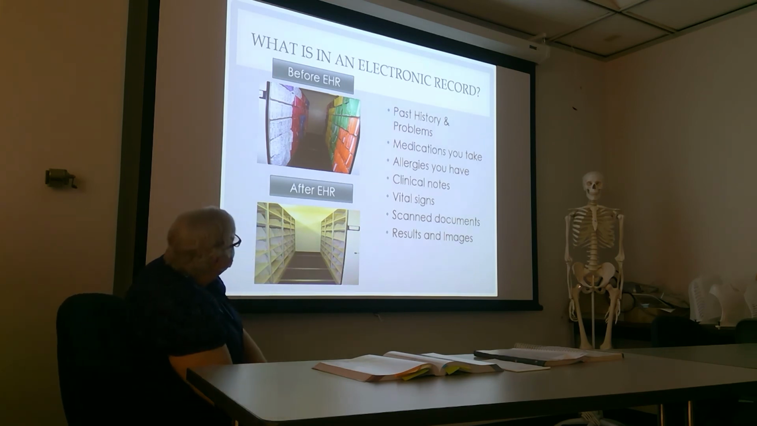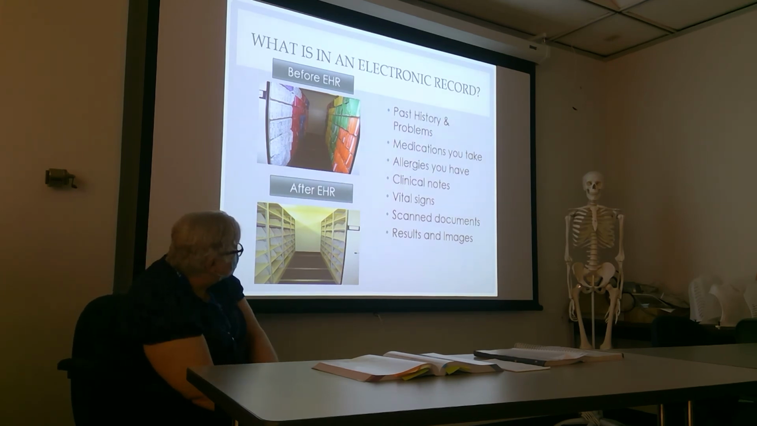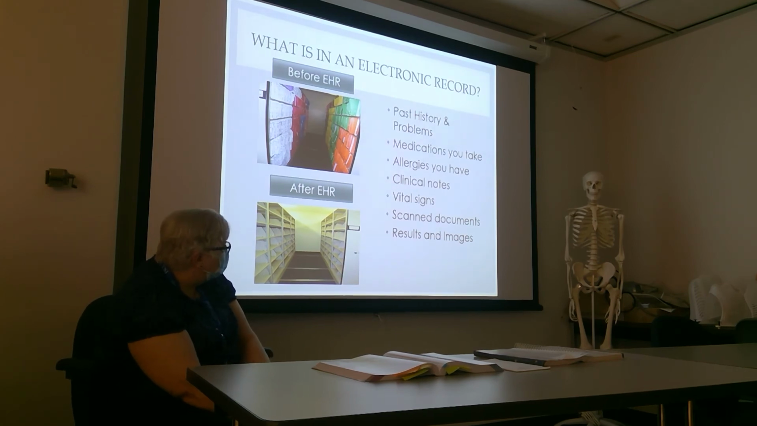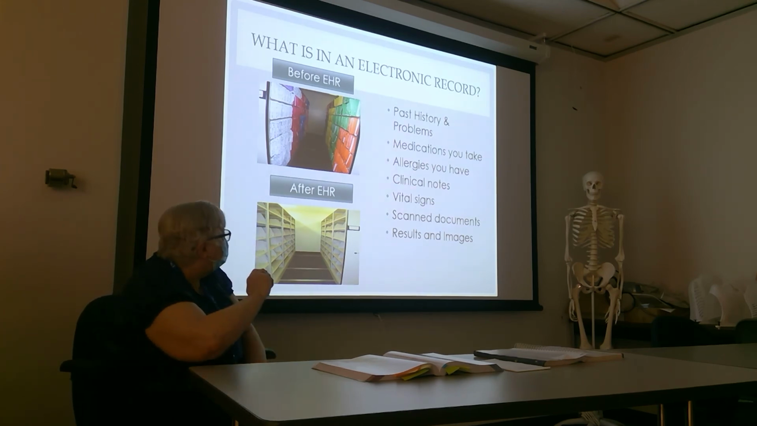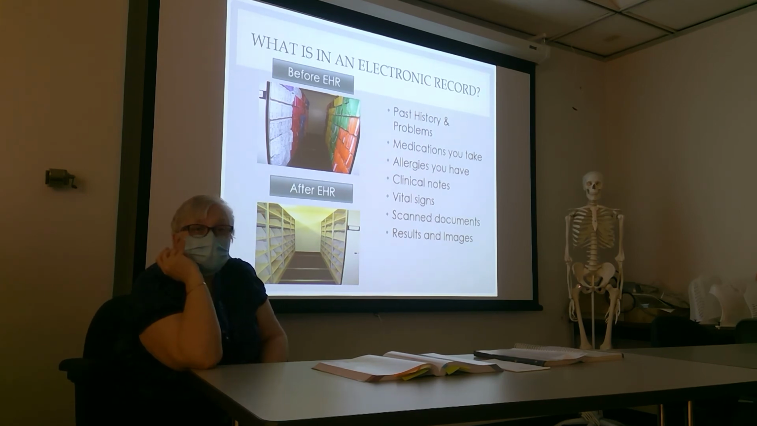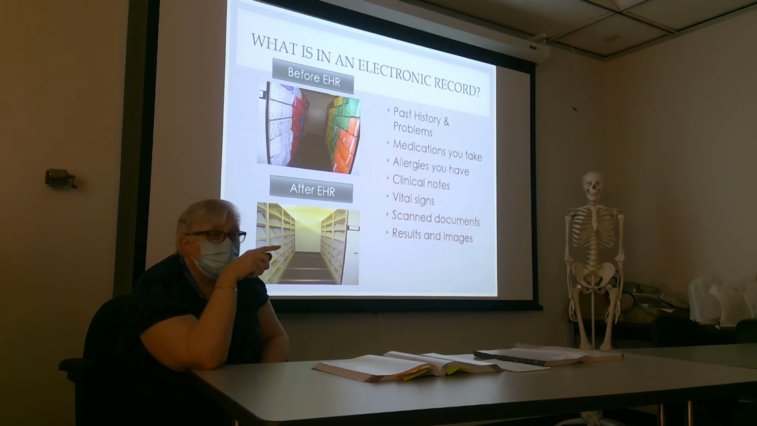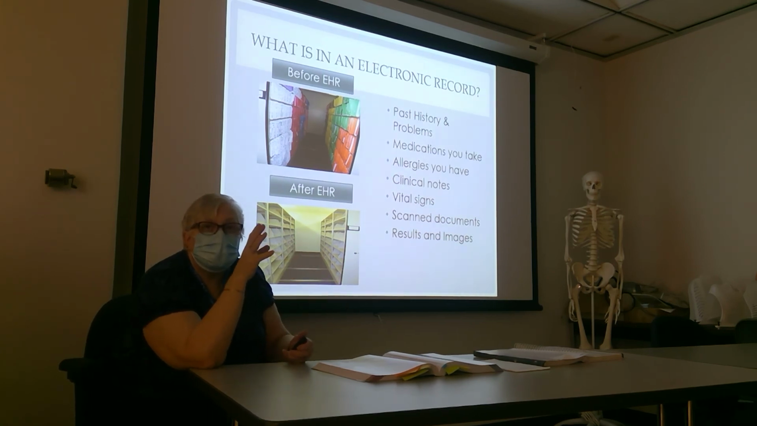Okay, so what's in an electronic record? Basically everything: your history and physical, medications you take, the allergies you have, the clinical notes, the vital signs, the scanned documents, and the results and the images. Plus, if you're in radiation therapy, you have all your radiation therapy charts in there too. Sometimes the radiation therapy notes or the actual clinical chart is not available for the patient to see.